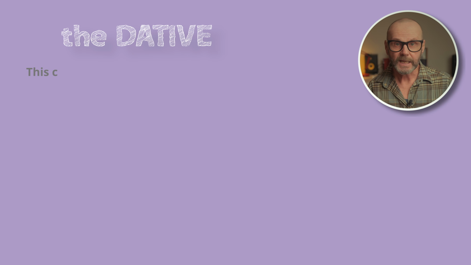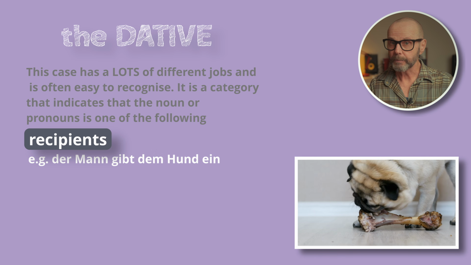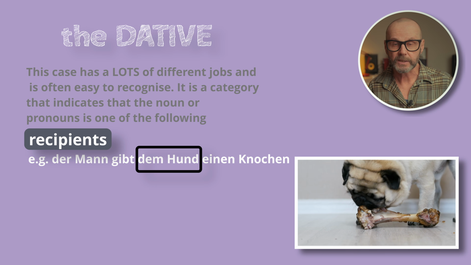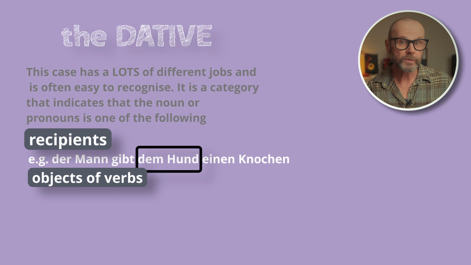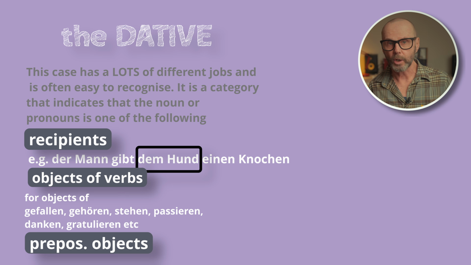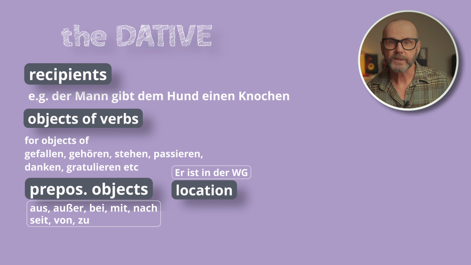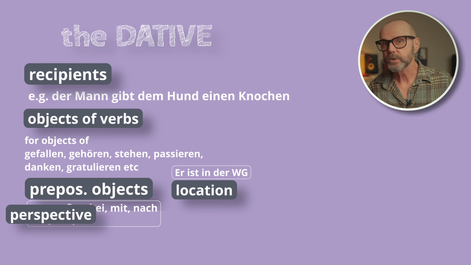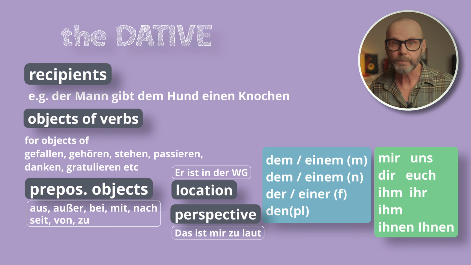The dative case does pretty much everything else. It's really handy. We can use them to indicate recipients of something, since the indirect objects of sentences are always in the dative. We can also use it for the objects of some useful verbs, like these ones, but we can also use them for some prepositional objects. We can also use the dative to indicate location, or with some adjectives to convey personal perspectives. And we'll recognize these functions because we'll be using these articles or these pronouns.